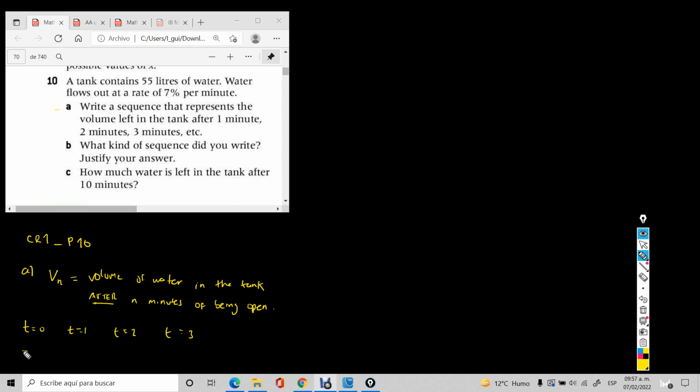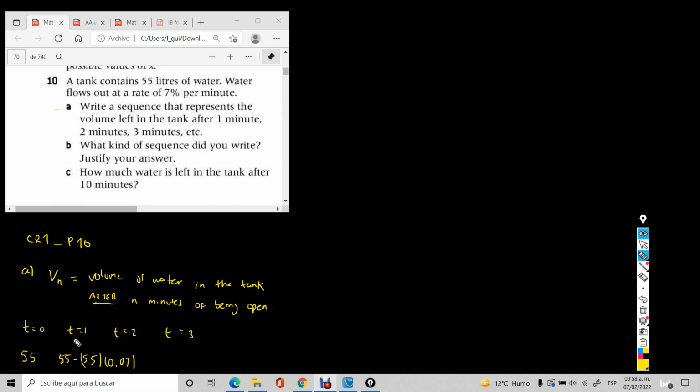So at time 0, I have 55 liters. I'm not going to write the unit. We're talking about liters, so there you go, 55. And then after 1 minute, how many liters of water will we have? Well, we will have 55 liters, which was the initial amount, minus the 7% of 55, which is going to be this: minus 55 times 0.07.